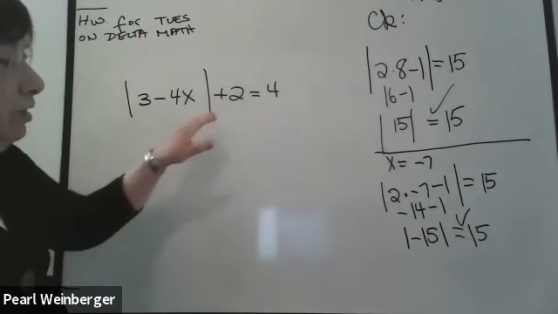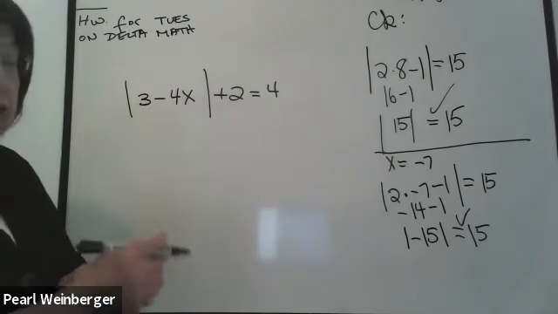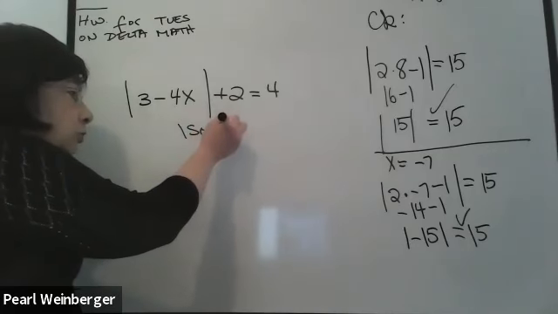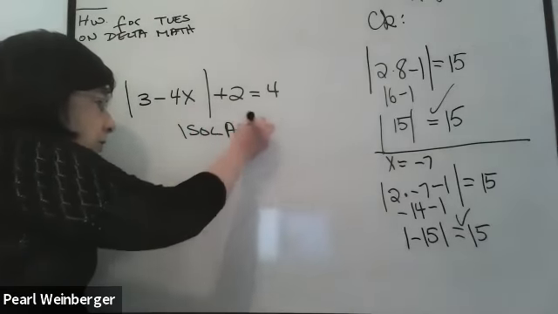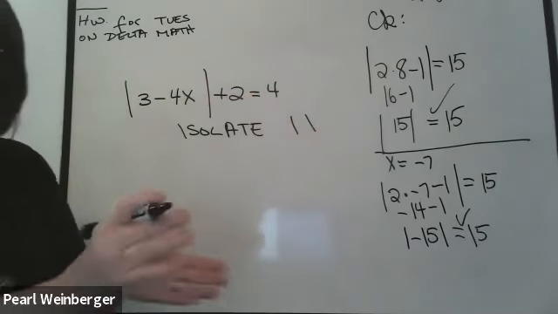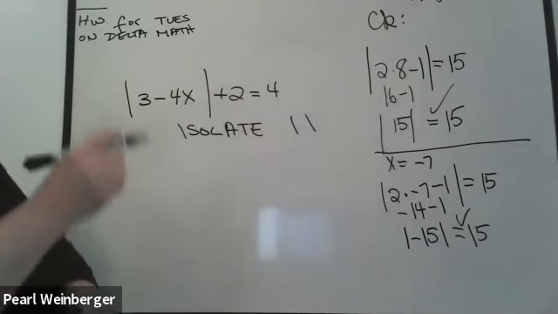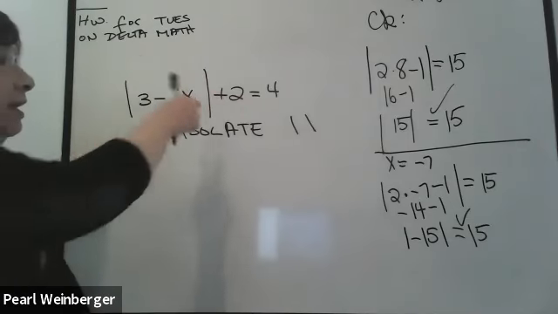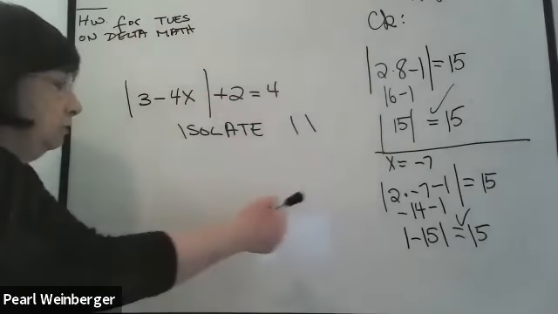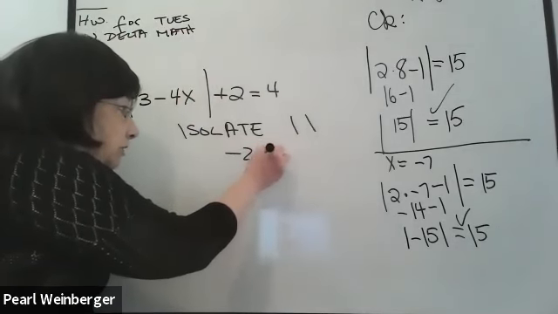If you ever get a problem that looks like this, the first thing you have to do is to isolate your absolute value. That means you can't start figuring anything out until you know what the absolute value is. So what you have to do is look at the number that's outside the absolute value and bring it to the other side. There's a plus 2 here. I'm going to subtract 2 from both sides.